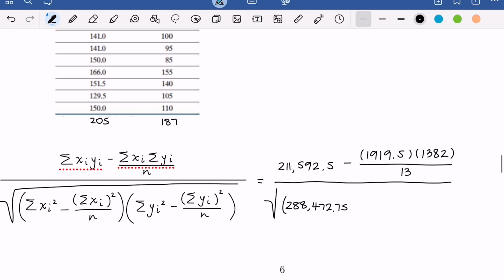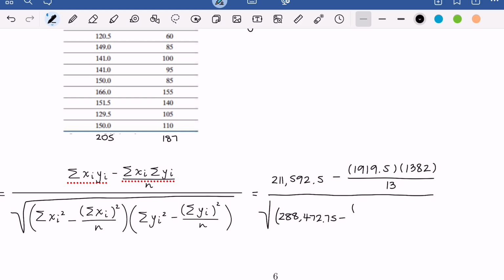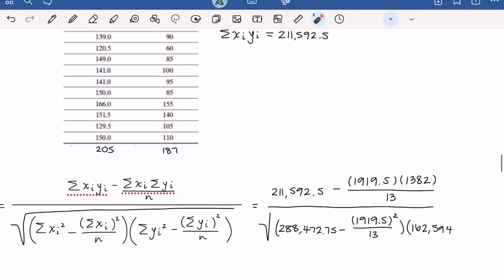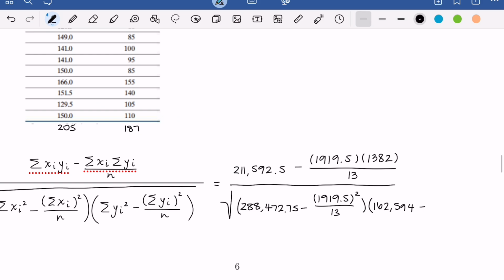Then we are going to subtract out the sum of these x values, square that, and then divide that value by our sample size. So the sum of our x's is this here, and then we're squaring it and dividing that by our sample size. We're going to multiply this by the sum of our y's squared, which we got from up here. Then we're going to subtract out the sum of those y's, square that, and then divide by the sample size. So we're multiplying these two values together, and then taking the square root of it.